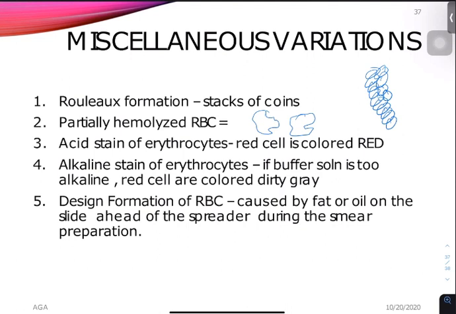Acid stain of erythrocyte: the red cell is colored red, too much stain. Alkaline stain: the buffer solution is too alkaline, giving a dirty gray color. Design formation of RBC is caused by fat or oils on the slide, ahead of the spreader during smear preparation. These are just variations, usually not seen in normal RBC. So, that's all for your RBC variations.